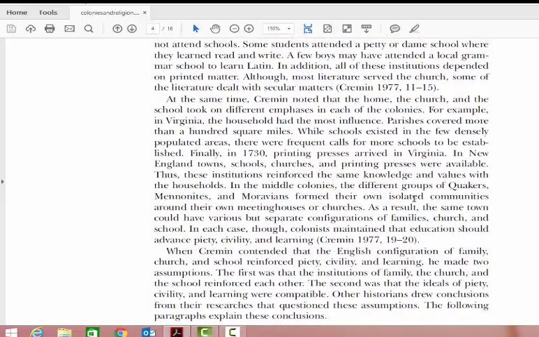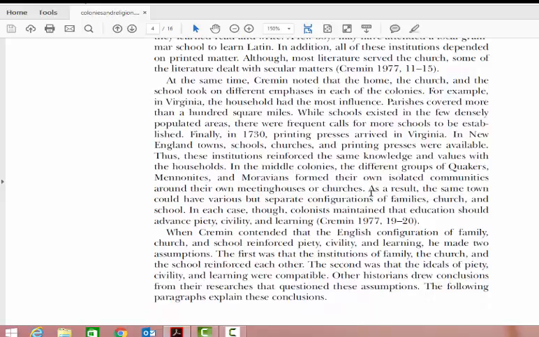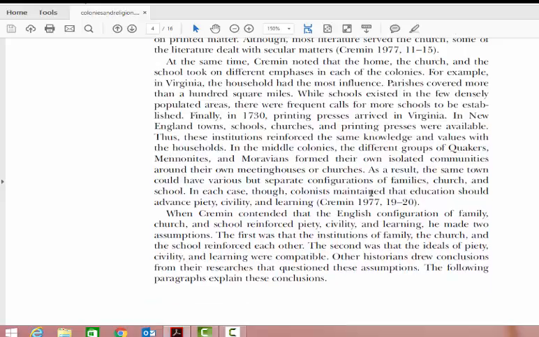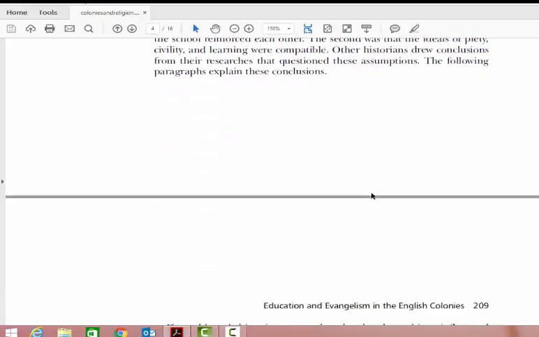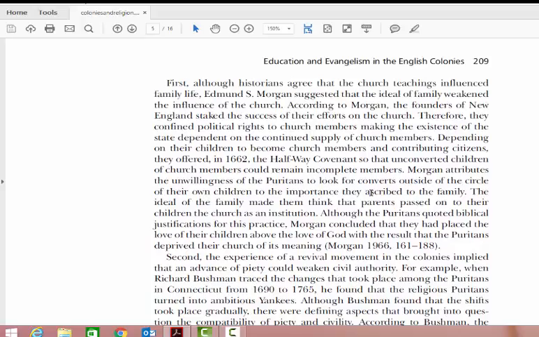Down here you'll see the words Quakers, Mennonites, and Moravians formed their own isolated communities around their own meeting houses or churches. So you start seeing that in some areas different religions start emerging. In each case, though, the colonies maintained that education should advance piety, civility, and learning. The first was the institution of family. The church and the school reinforced each other. So that's the whole argument in those pages right there.